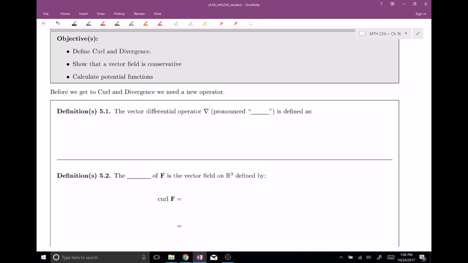A definition of curl and divergence. And actually, before we get to that, I have to give you a new operator. It's called a differential operator. It's pronounced as del, and it just looks like this upside down triangle that we used in the gradient. What this means is it's a vector, and in the first component it's the partial with respect to x, in the second component it's the partial with respect to y, and in the third component it's the partial with respect to z.